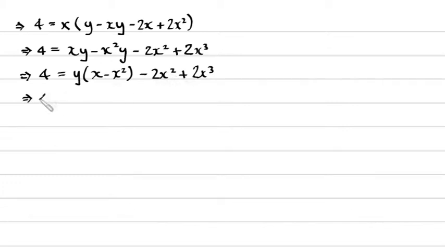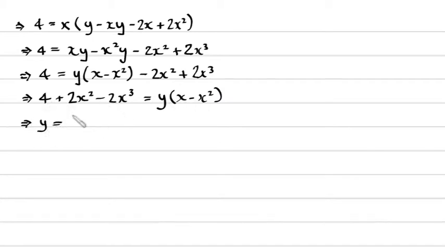Taking the X terms over to the left now, we get 4 plus 2X squared minus 2X cubed equals Y outside of X minus X squared, and that allows us then to find Y by itself, just dividing both sides by X minus X squared. Gives our final expression for Y, 4 plus 2X squared minus 2X cubed over X minus X squared.